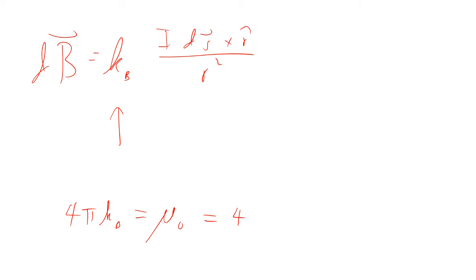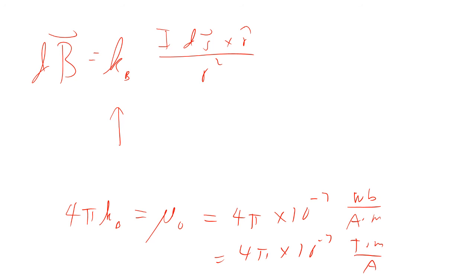Mu naught turns out to be equal to 4 pi times 10 to the minus 7 Weber per amp meter, or that's 4 pi times 10 to the minus 7 Tesla meter per amp. Now we'll explain what a Weber is later, but a Weber is equal to a Tesla times meter squared, and we'll explain why that's the case later on.